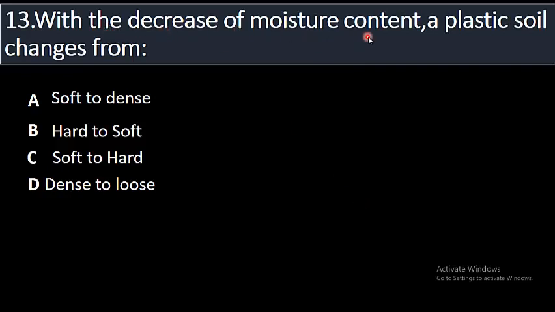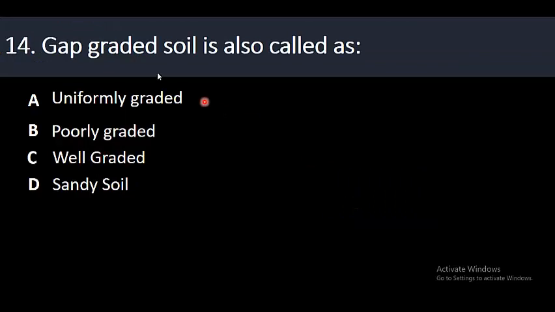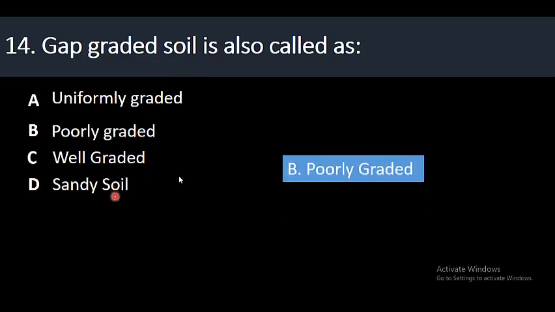With the decrease of moisture content, a plastic soil changes from soft to dense, hard to soft, soft to hard, or dense to loose. The right answer is option C, soft to hard. When the moisture content decreases, a plastic soil changes from soft to hard. Option C is the right answer. Gap graded soil is also called uniformly graded, poorly graded, well graded, or sandy soil. The right answer is option B, poorly graded.